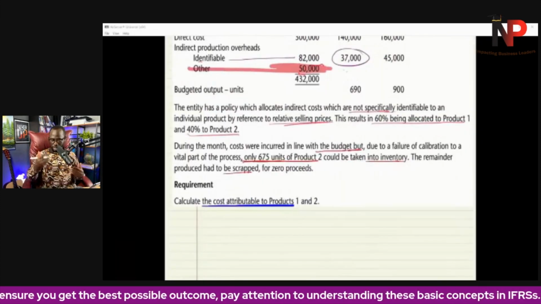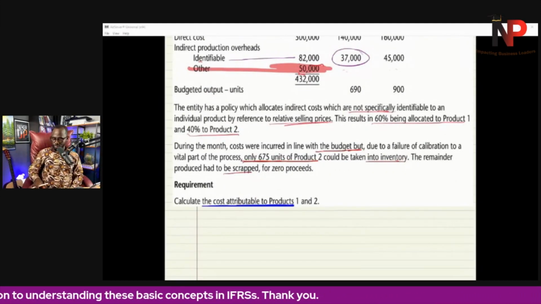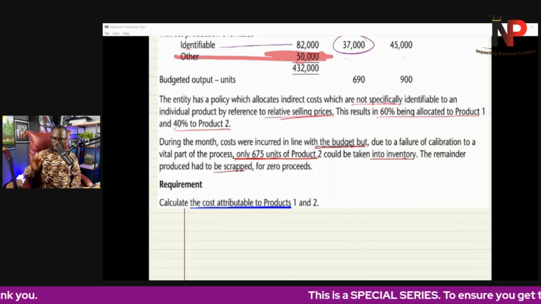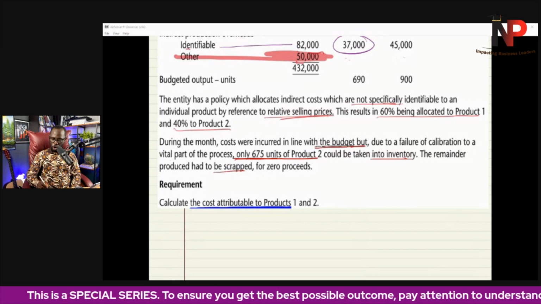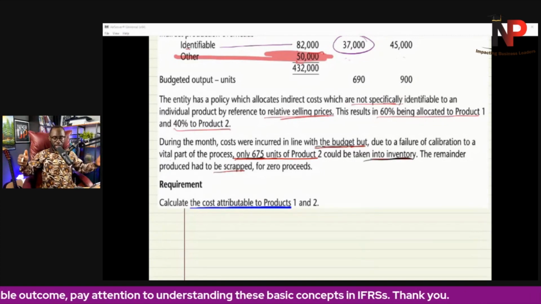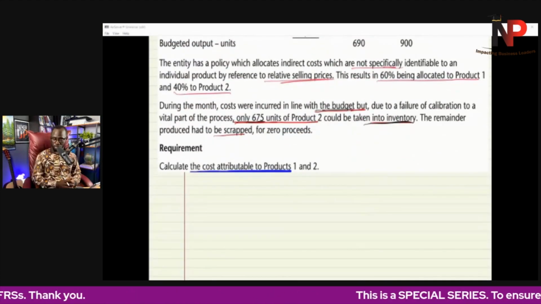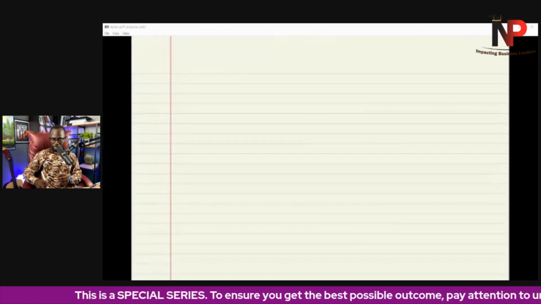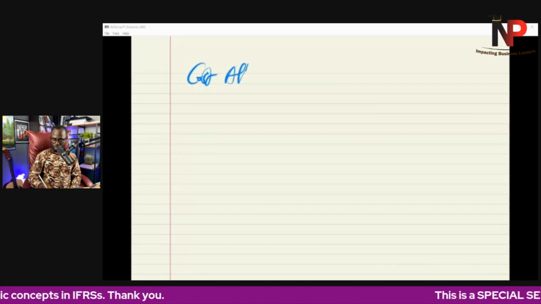Based on this, we have to look at the actual thing that happened, then we can work it out. It says that during the month, costs were incurred in line with the budget, but due to a failure of calibration to a vital part of the process, only 675 units of product 2 could be taken to inventory. What does that mean? It means that none of product 1 was made, partly due to the failure of calibration. So let's look at the cost, because remember the context of the question says calculate the cost attributable to products 1 and 2. Cost allocation to product 2.